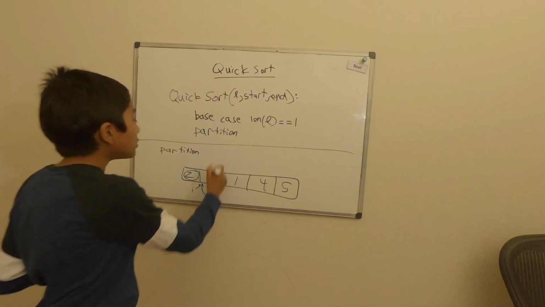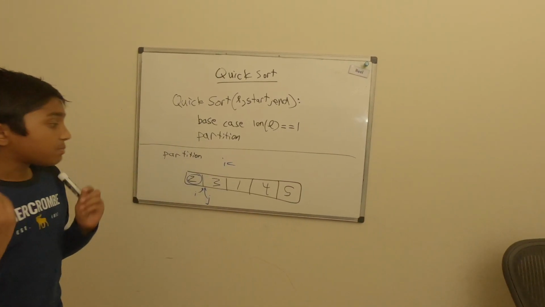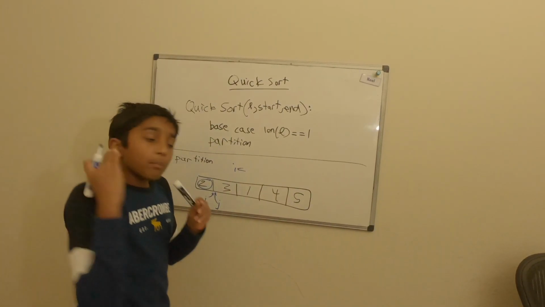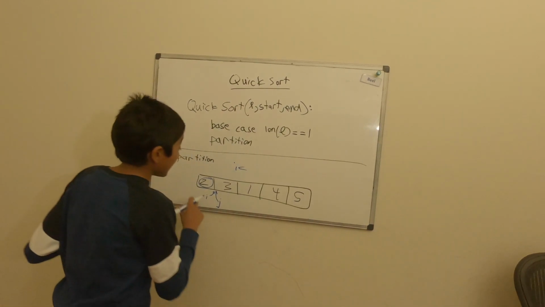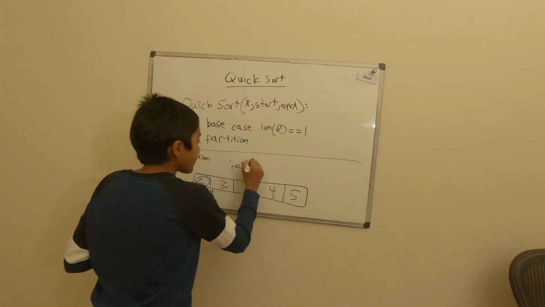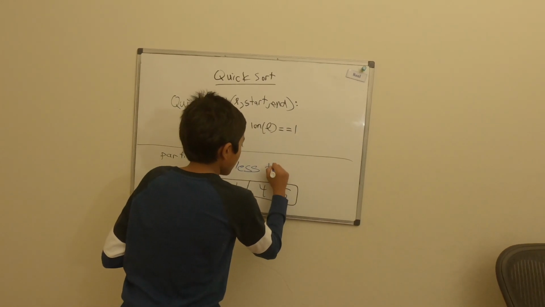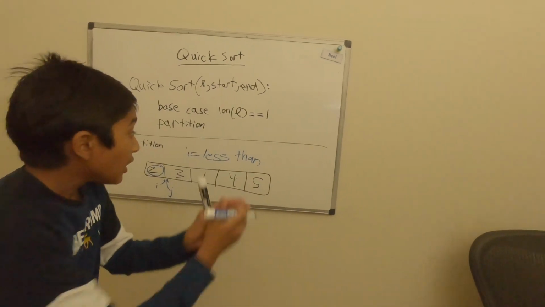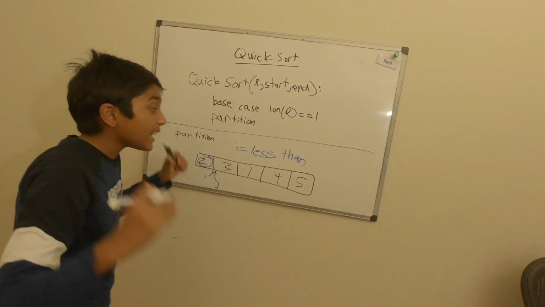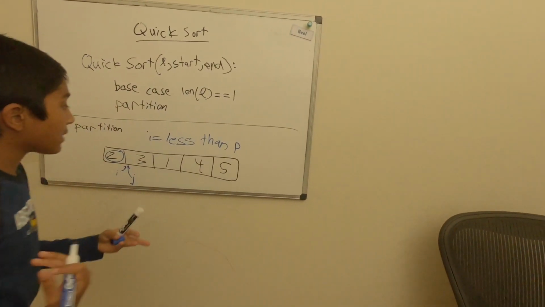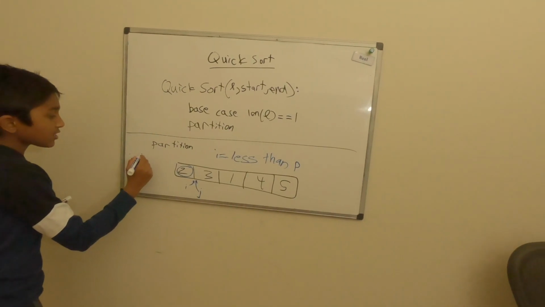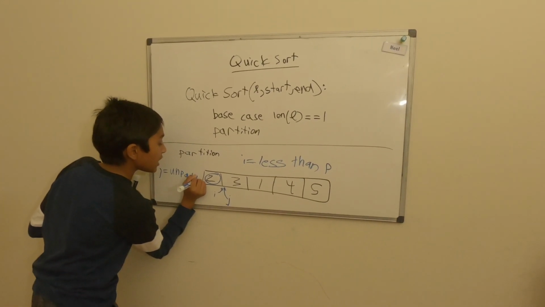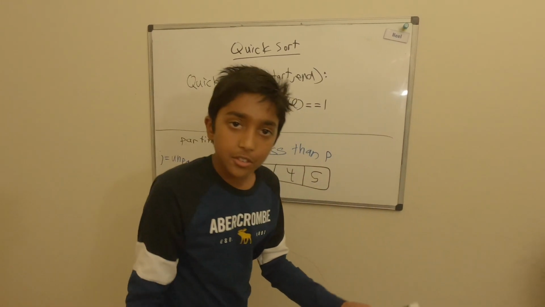What does I do? I would be the boundary between whatever is less than this pivot. So this is whatever is less than the pivot. It's basically like the boundary. Whatever is to the left of I is less than P, or the pivot. And for J, this is just marking where the boundary between the unpartitioned and the partitioned is.